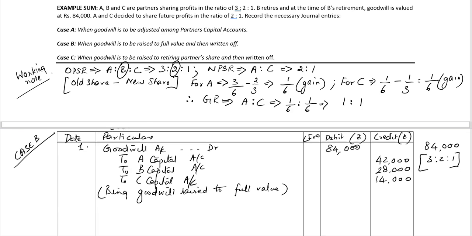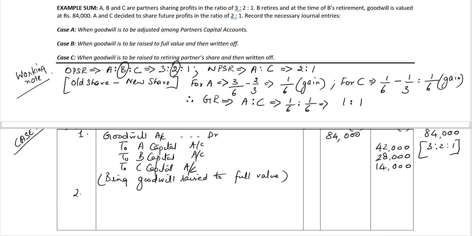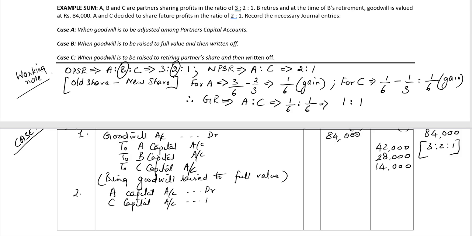The second entry is for writing off the goodwill which has been raised. We'll write it off among the continuing partners in their NPSR. So we have continuing partners, A's capital account debit, C capital account debit, to goodwill account. We'll credit the goodwill account with 84,000 rupees to write it off. And we'll write it off among the continuing partners in their NPSR.